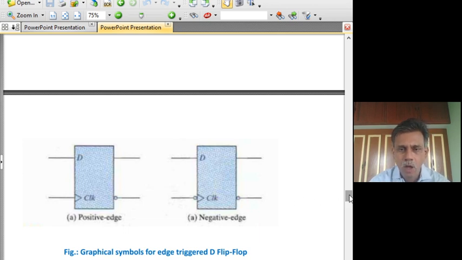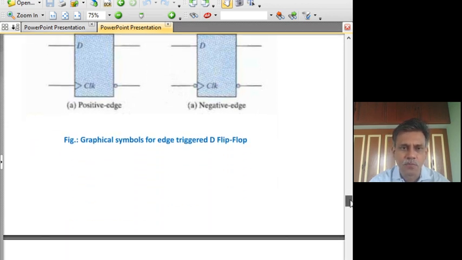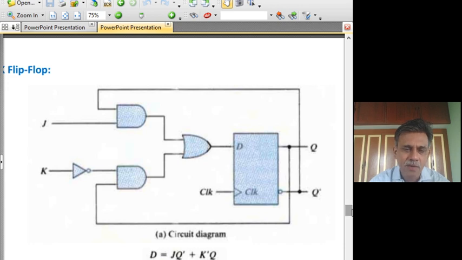Once we have a D flip flop, we can construct other flip flops based on that. For example, we can construct a JK flip flop using a D flip flop. One straightforward way of doing this is to make use of the characteristic equation of the JK flip flop and implement it with the help of a D flip flop. We know that the Q plus of a JK flip flop is equal to JQ dash plus K dash Q.